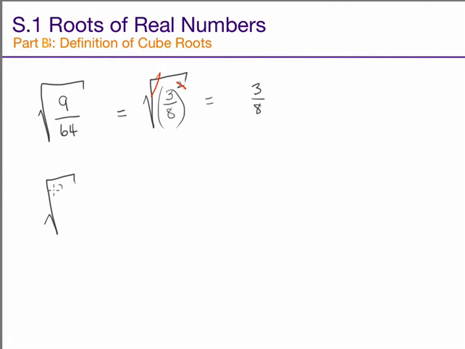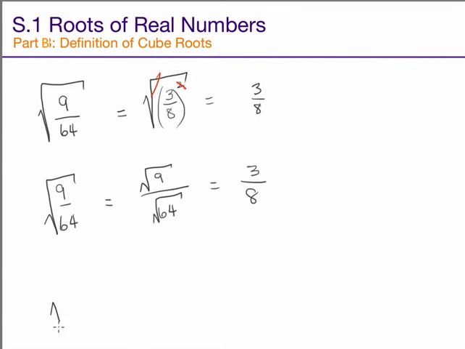Or I can think of it this way. The square root of a fraction is the square root of the numerator over the square root of the denominator. The square root of 9 is 3, and the square root of 64 is 8. Either way, I get the same answer.